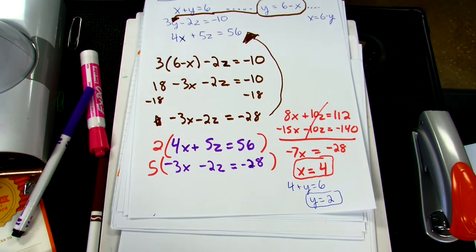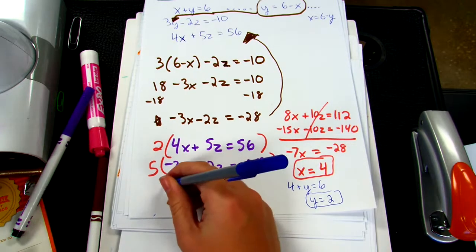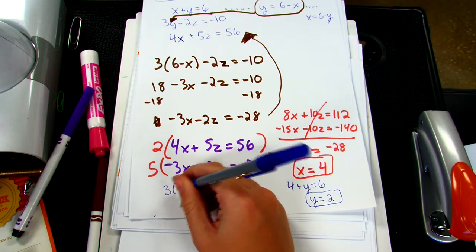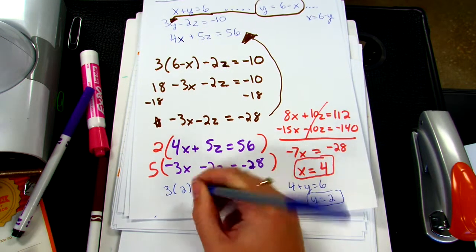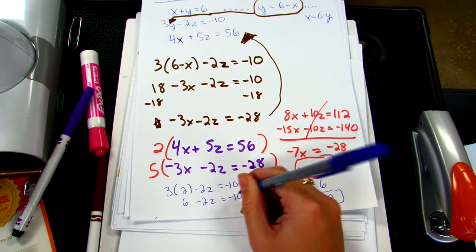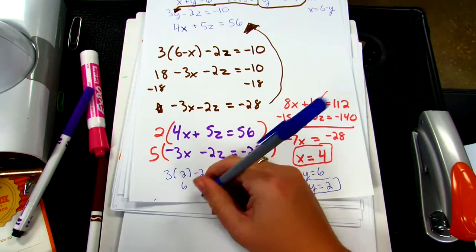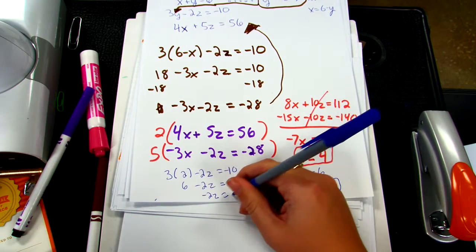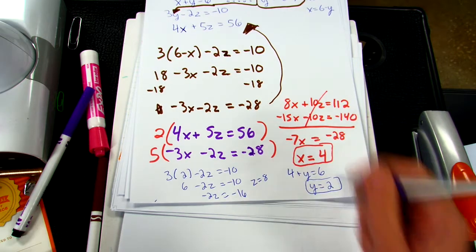So now all I need to do is figure out z, okay? Let's go ahead and just use our second equation to solve for z. So 3 times 2 minus 2z equals negative 10. So 6 minus 2z equals negative 10. We subtract 6 from both sides. So negative 2z is equal to negative 16. So z is equal to positive 8, right?